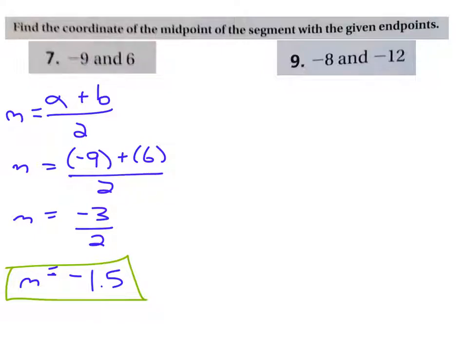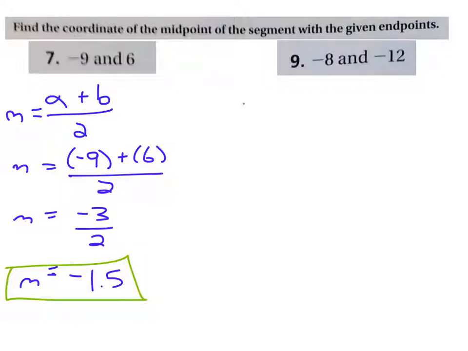Okay, and that makes sense because that's 7.5 units above -9, and it's 7.5 units below 6. Got it? And let's do it for the next one.